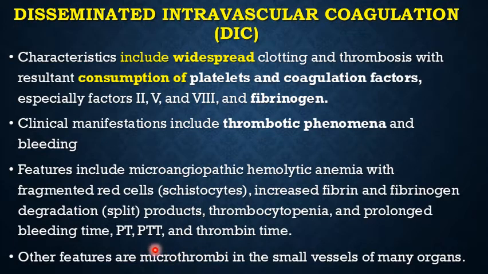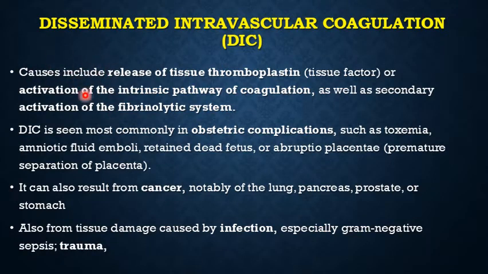It is characterized by widespread microthrombi in the small blood vessels of many tissues and organs. Causes include an increase of tissue thromboplastin, actually tissue factor, or activation of the intrinsic pathway, as well as secondary activation of the fibrinolytic pathway. You remember, this is especially tissue thromboplastin activation or release during obstetric emergencies or labor, which is one of the complications of obstetric delivery that might lead to DIC in some patients.